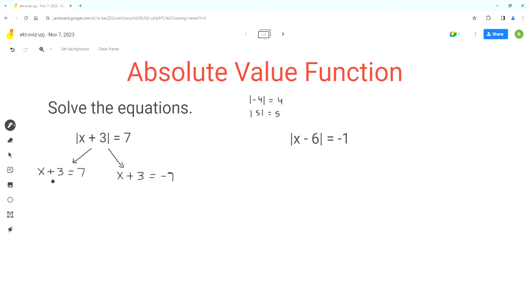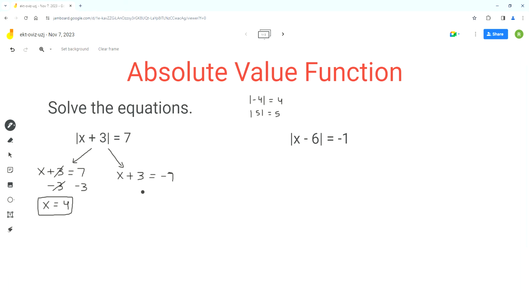So let's start with the positive case. We have to isolate x in this equation, so we subtract 3 from both sides. As a result, the 3s on the left side cancel each other out, and we get x equals 7 minus 3, which is equal to 4. So this is the first solution for this absolute value function equation.